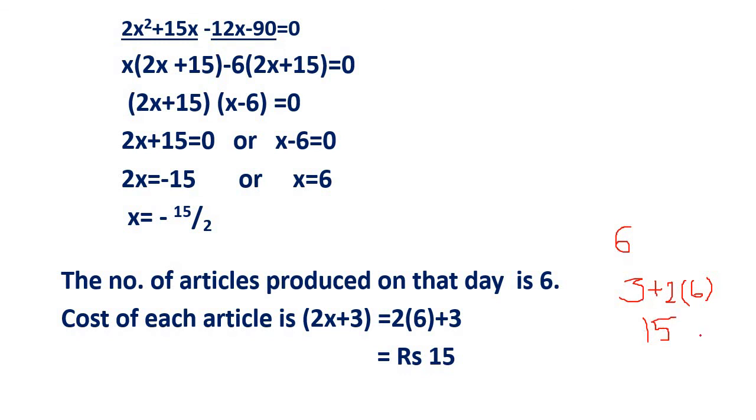If you multiply this 15 by the number of articles produced, 6, you will exactly get 90. So 90 is the total cost of the articles. The cost of each article is 15 rupees and the number of articles produced is 6. This is how we can solve the given problem by using a quadratic equation.